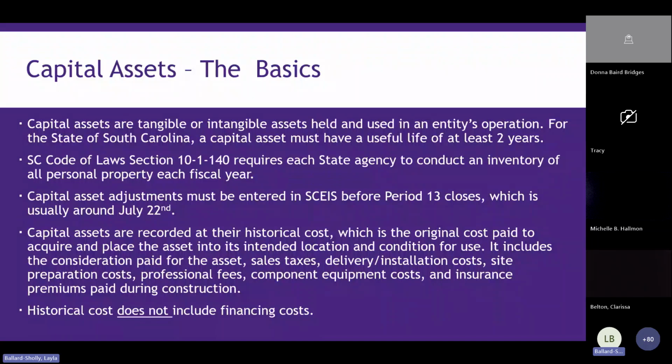One other thing I'd like to mention is if you get an appraisal done of one of your assets for whatever reason, and you learn that your asset has appreciated significantly in value, please do not increase the asset's value. We mark capital assets down if there's any kind of impairment, but we do not mark them up.